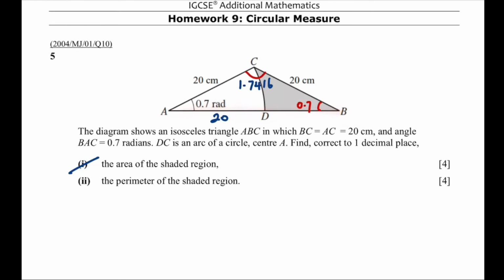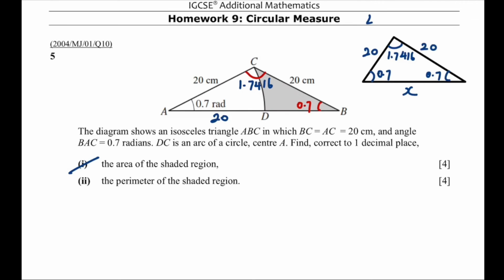How do you find AB? You can use cosine rule if you want. Remember, cosine rule for triangle. 20 here, or you can use sine rule if you want. 20 here, 20 here. Here is 0.7, 0.7. This one is 1.7416. Okay, which one do you want to find? Cosine rule or sine rule? Sine rule. Okay, so let's take this as x.